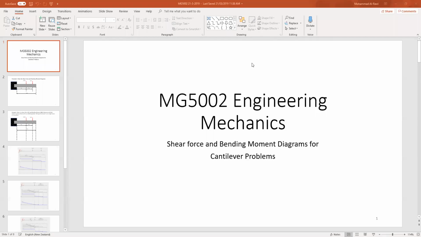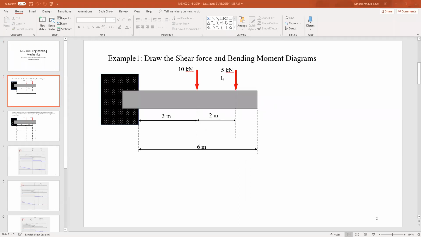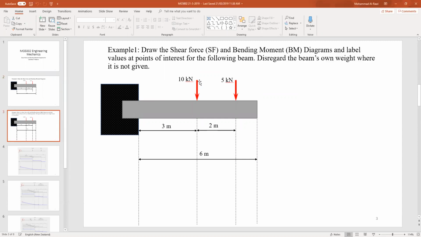Hello. So we try to solve a couple of new examples today, example by example, for calculating and drawing shear force and bending moment values and diagrams for the cantilever examples. So we have this example, let's say here: draw the shear force and bending moment diagrams and label values at points of interest for the following beam or cantilever.